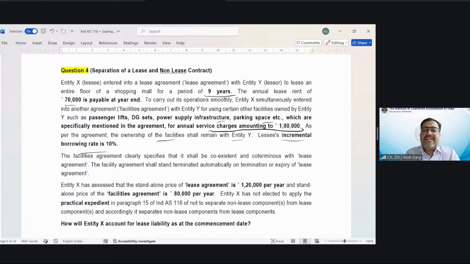Then the question says that the facility agreement clearly specifies that it shall be coexistent and coterminous with the lease agreement. The facility agreement shall stand terminated automatically on termination or expiry of the lease agreement. Sir, what is meant by coexistent and coterminous? So friends, if I read this paragraph, it is saying that this contract will go hand in hand. Means if this property space agreement is terminated, this facility agreement will automatically get terminated. It is just like a combined contract.